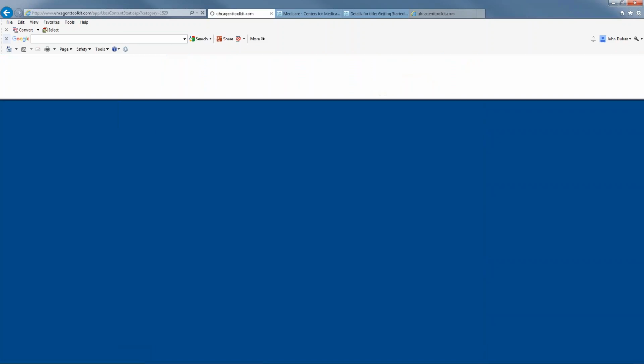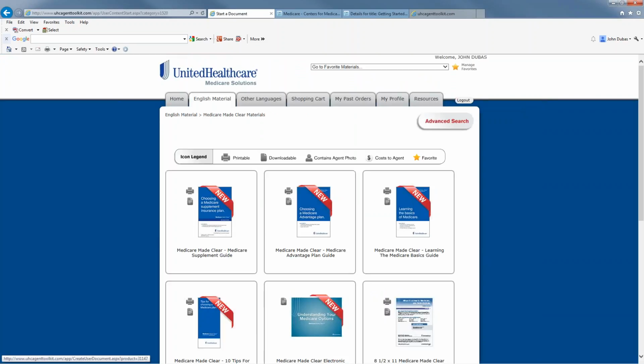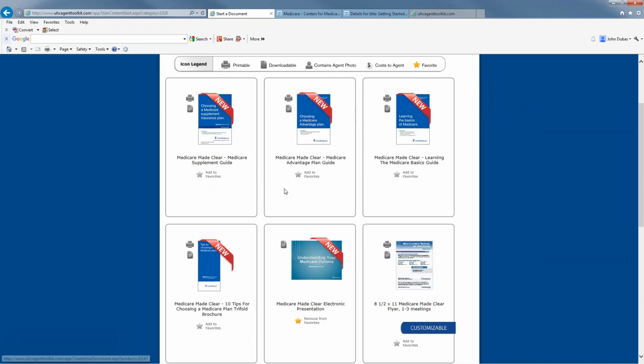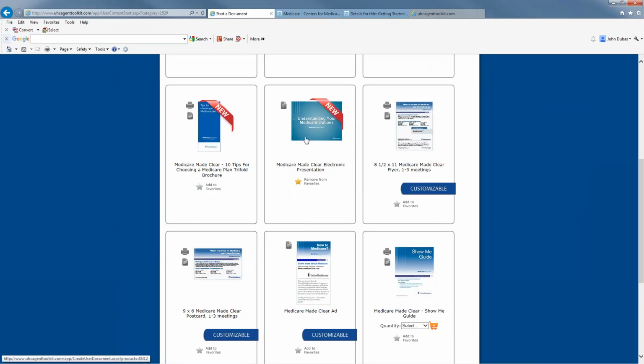When you go there, it gives you access to a number of tools that are available: a guide for Medicare supplement programs, some of the basics on Medicare. These are materials that you can order and distribute, a piece on MA, the electronic presentation itself, and flyers to help publicize events. They're branded. There's also a generic piece we're going to talk about in just a moment. And then a Show Me guide, which is about a third of an inch thick, available to you without cost, that you can order in quantity, have shipped to your home or to your office, and distribute through your meetings.